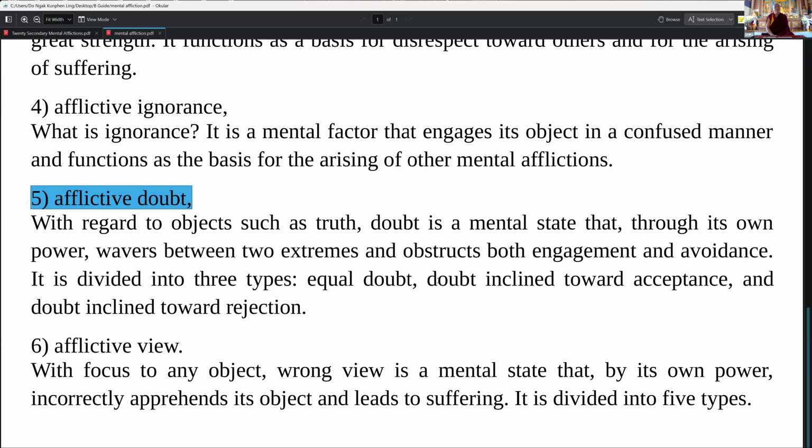That's how we need to find it out, right? And then let's say I have doubt about a creator. Is this a defilement or not? Again, it depends. If I find that the creator exists, that it is real, that it is the truth, then that doubt could be a defilement, a mental affliction.